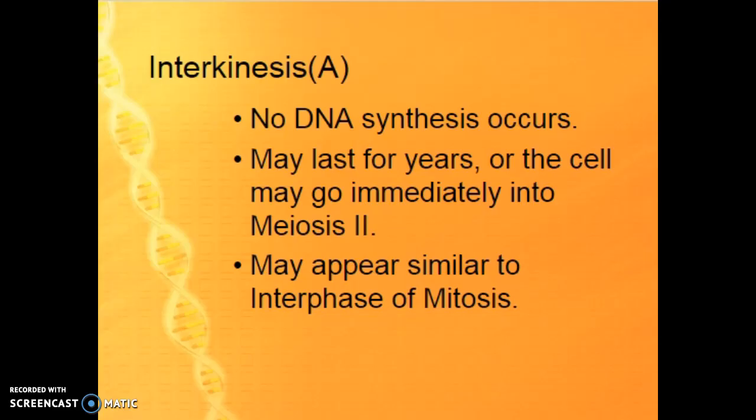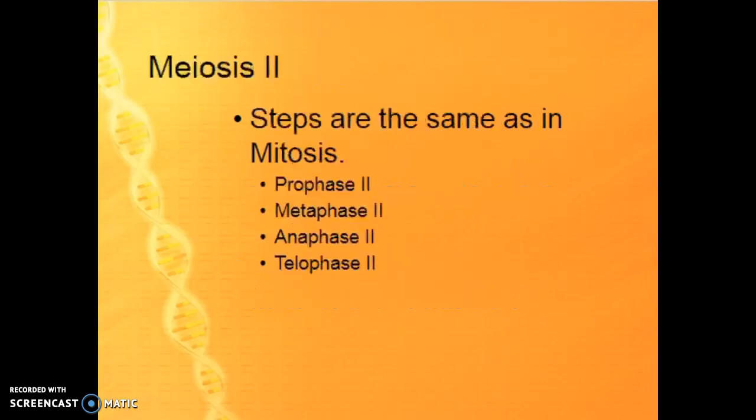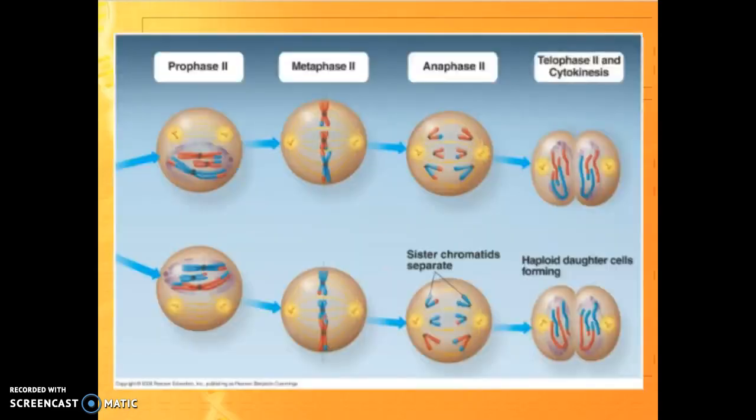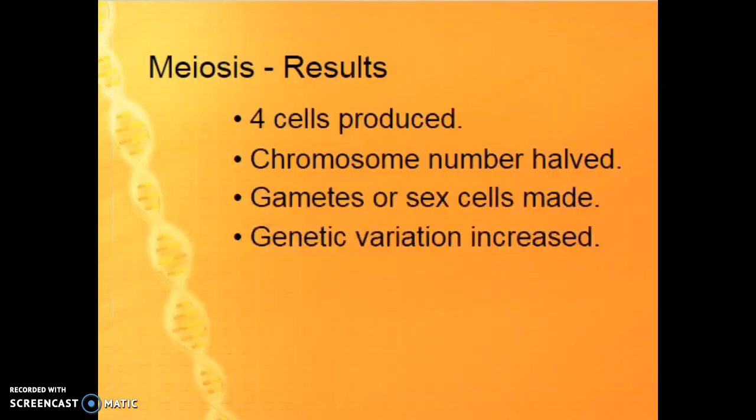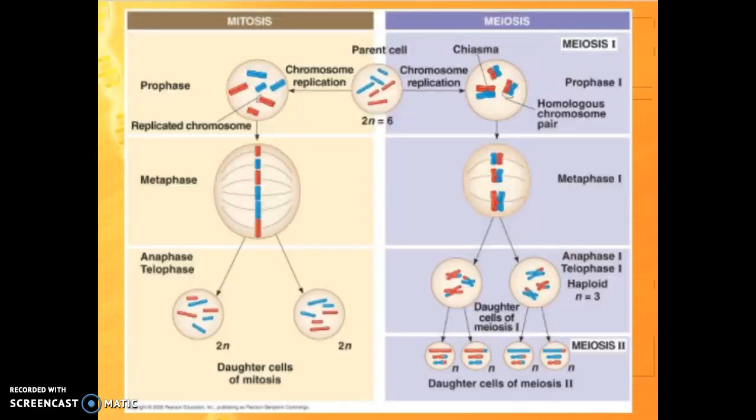It may appear similar to interphase of mitosis in terms of what's happening with the DNA and the chromatin and all those types of things. Meiosis 2 steps are the same: prophase, metaphase, anaphase, telophase. This looks a lot like the mitosis steps. However, the results are different. We have 4 cells produced that each have half the number of chromosomes. These cells are not exact copies of somatic cells, they're gametes. And then our genetic variation has increased drastically.